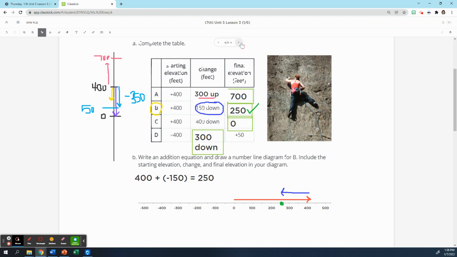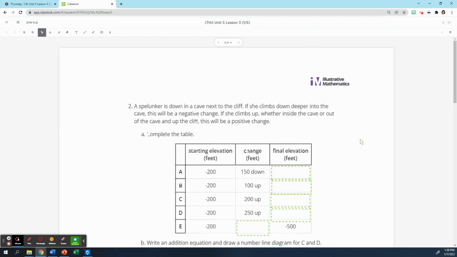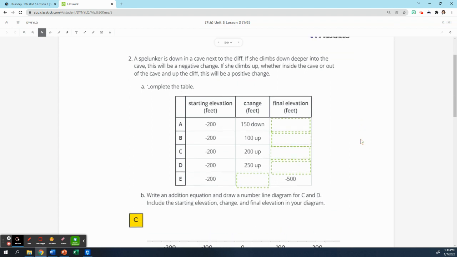The second slide that we'll go over is slide 5. Slide 5 is very similar to what we did on slide 4. A spelunker, which is someone who climbs down into caves, is in a cave next to the cliff. If she climbs down deeper into the cave, this will be a negative change. If she climbs up, whether in the cave or out of the cave or up on the cliff, this will be a positive change. It tells us to complete the table.